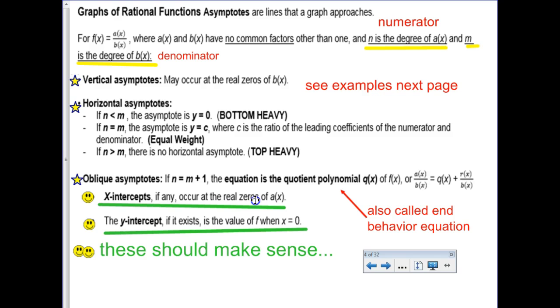All right, so on your notes, this is the top of your notes, and it has a lot of information here. And Mrs. Hoffbauer put stars and smiley faces next to things. I guess that tells you something. So you have a rational function where a of x is in the numerator and b of x is in the denominator. And then if there are no common factors, n is the degree of the numerator and m is the degree of the denominator.